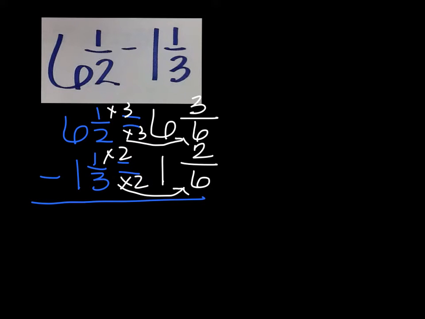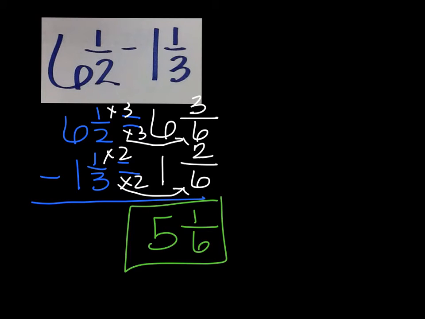Now, since I have the common denominator of 6, I can simply subtract my fractions. So 3/6 minus 2/6 is 1/6, and 6 minus 1 is 5. I would want to make sure that this is in simplest form, and it is. So my final answer is 5 1/6.